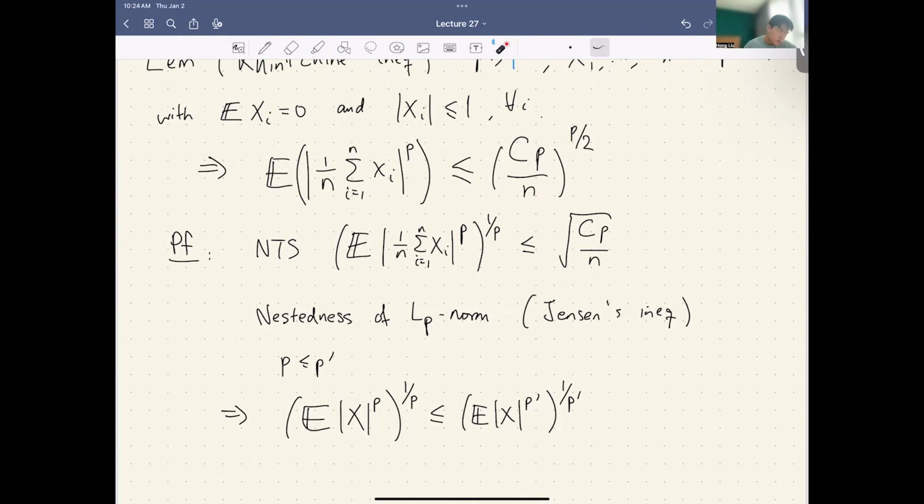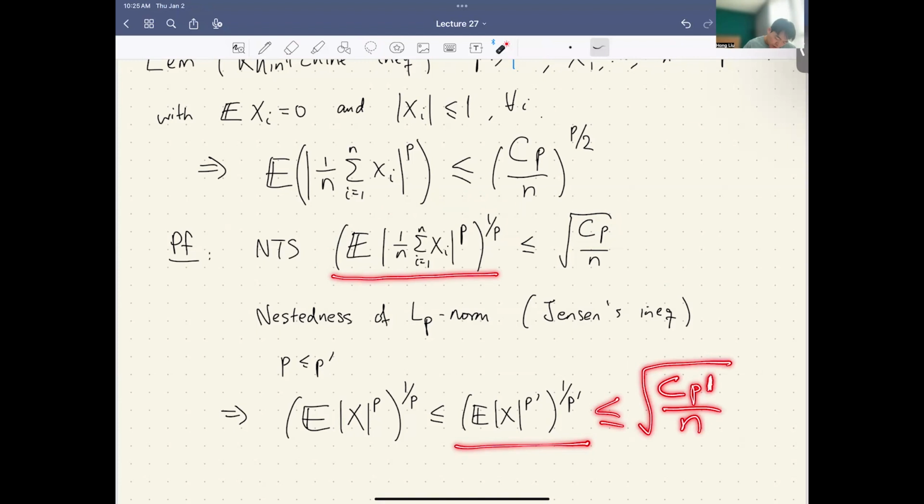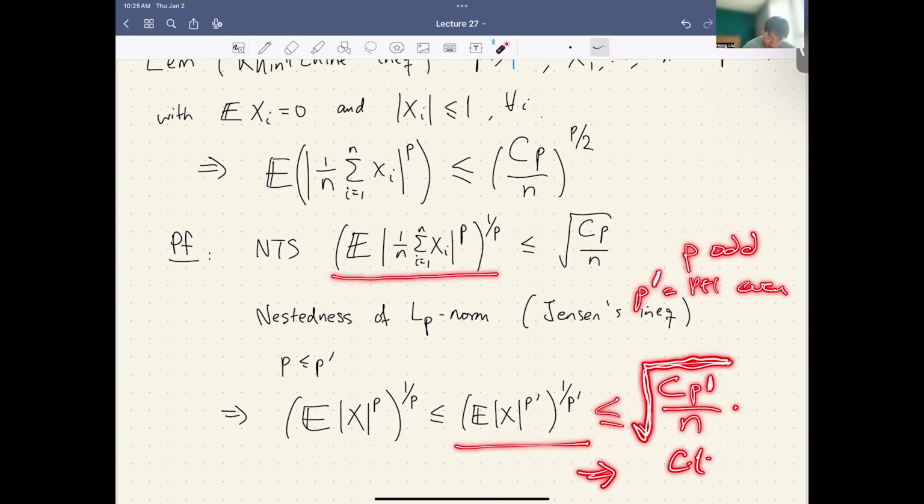By increasing this constant C a little bit, we can replace P by P prime, because this is at most this. So it's enough to prove this is at most, let's say, C prime over N. If P is odd, we can replace it by P plus 1, which is even. Let this be P prime. So let's prove for some constant C this is true, then it will imply for the original P, let's say C times P plus 1. You can replace just by 2C times P.